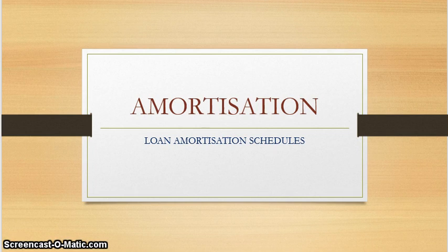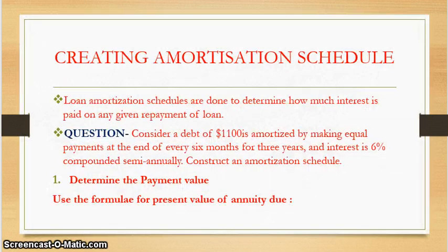Amortization schedules are done to determine how much interest is to be paid on a given repayment of a loan compared to the repayment of the borrowed principal. So this shows how much principal and how much interest someone who has borrowed a loan will pay back to the bank or a microfinance or wherever someone has gotten his or her debt.